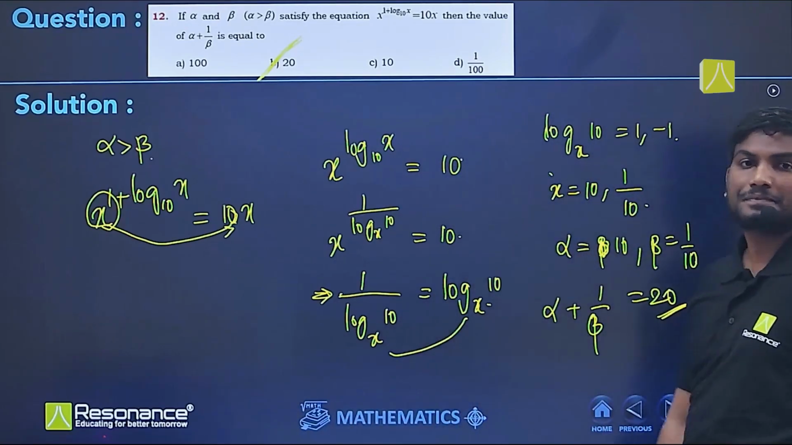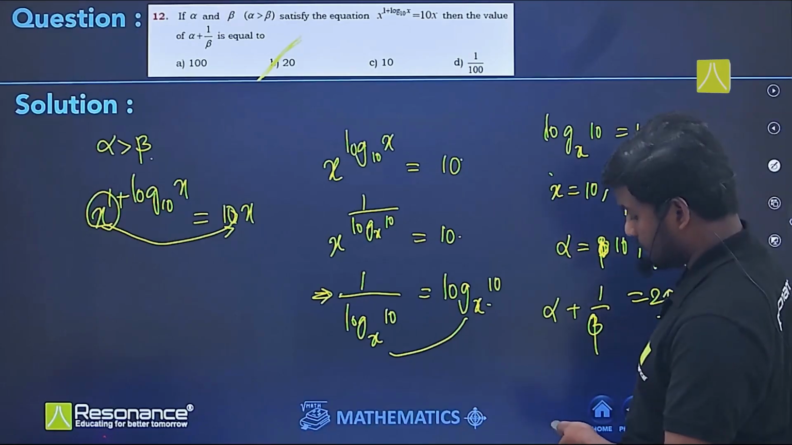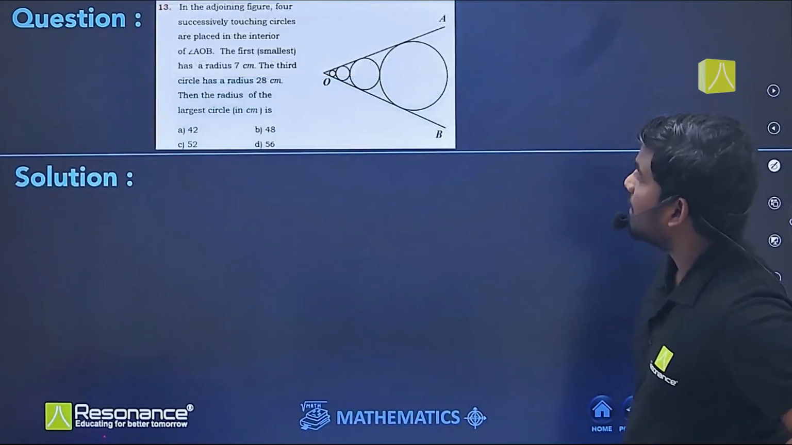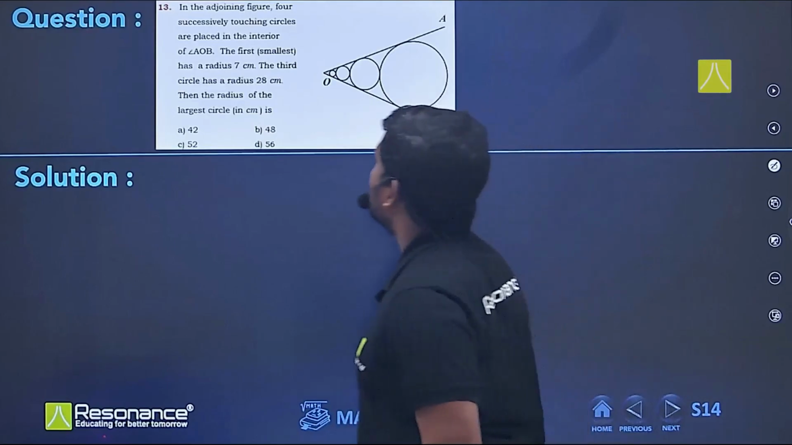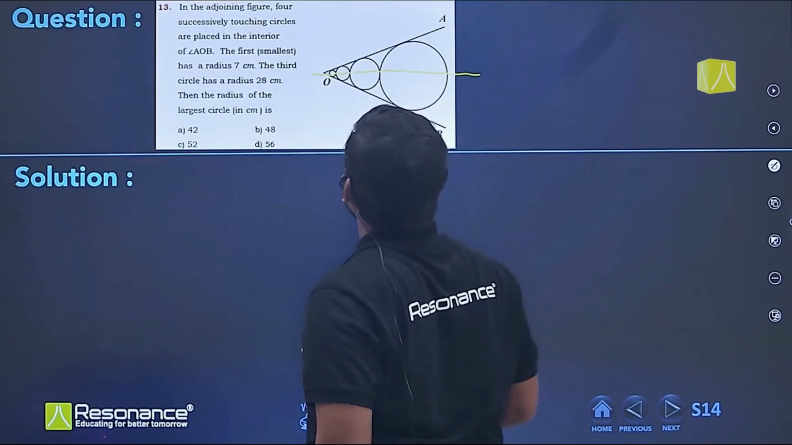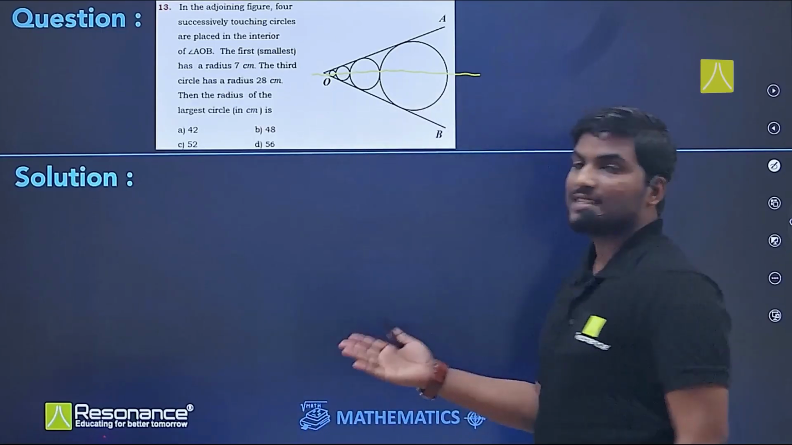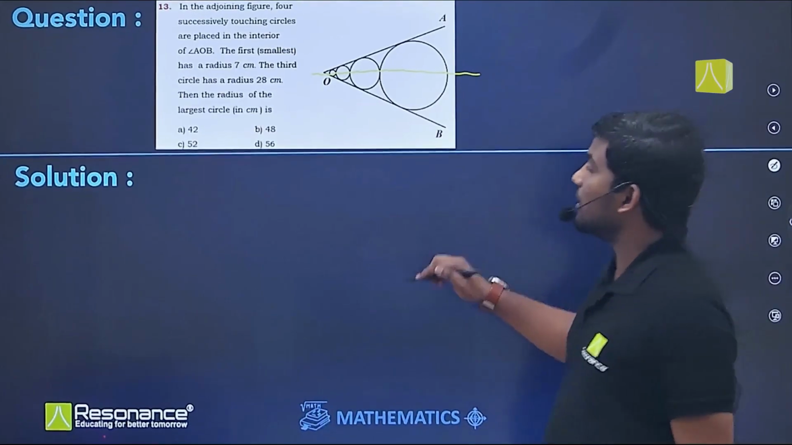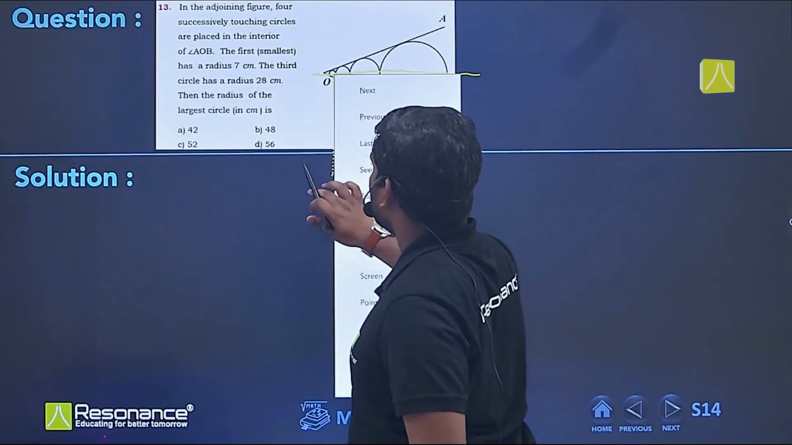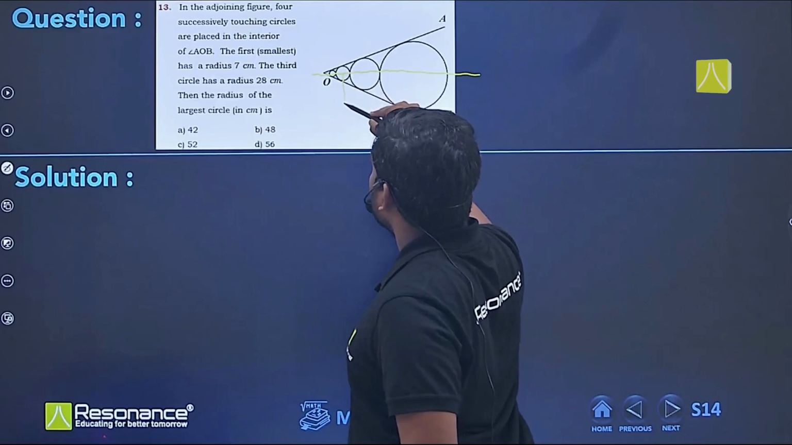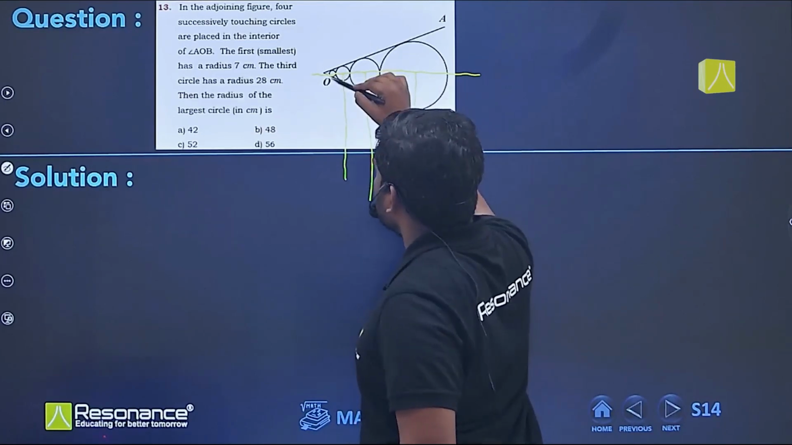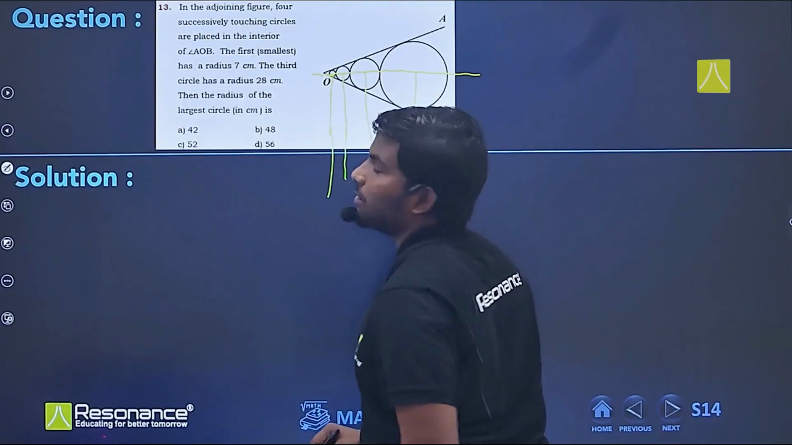Alright, now going to the 13th question. This is a very well discussed question where if two tangents are touching all the circles in the sequence, the radii of all these circles will be in a geometric progression.